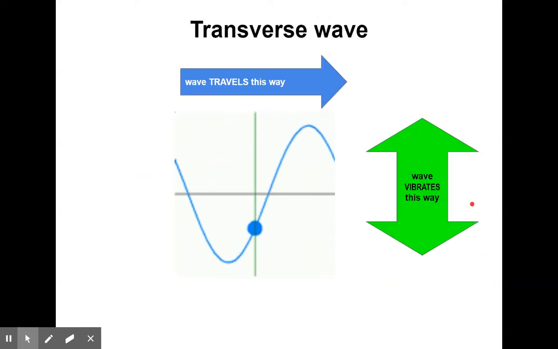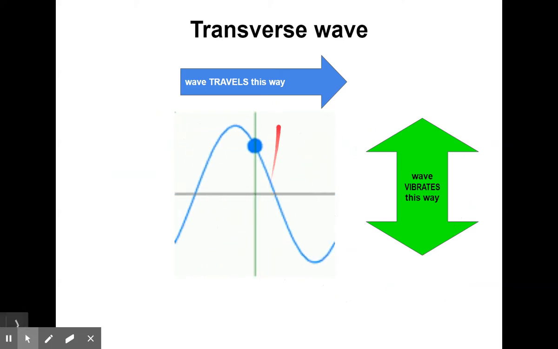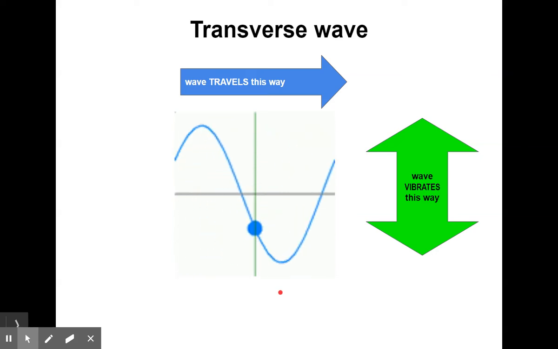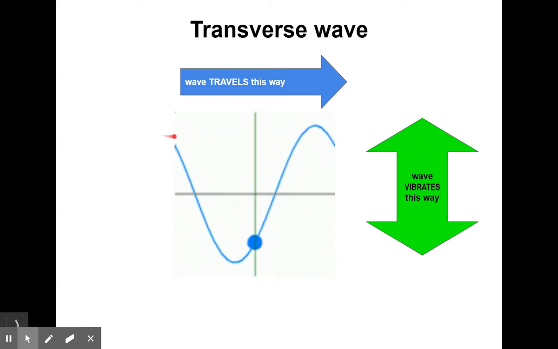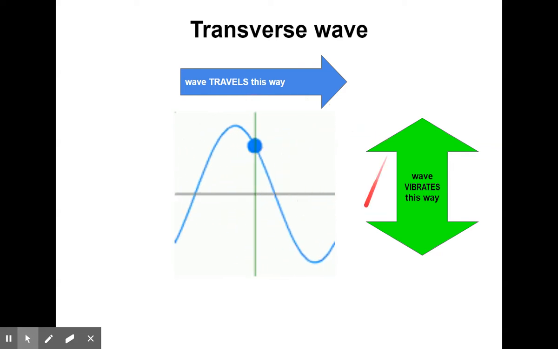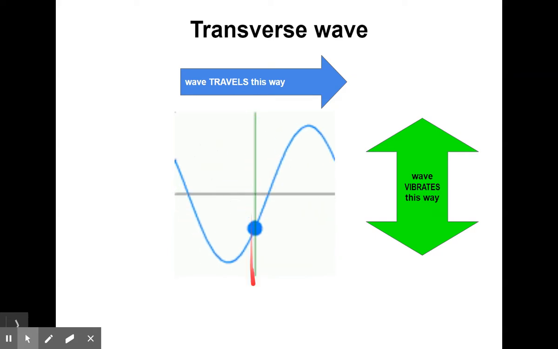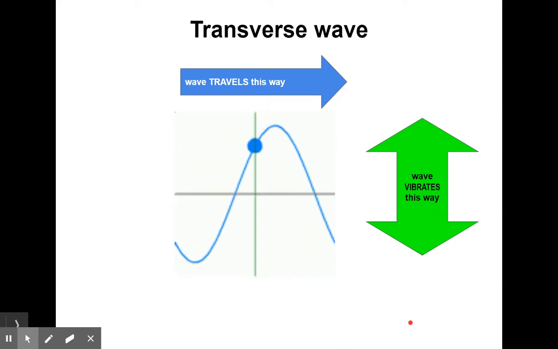that's called a wavelength. A transverse wave is when the vibration of the wave is perpendicular to how the wave travels, because you can see the crests of the wave are going this way, but then the vibration is going up and down like this. So that's a transverse wave.